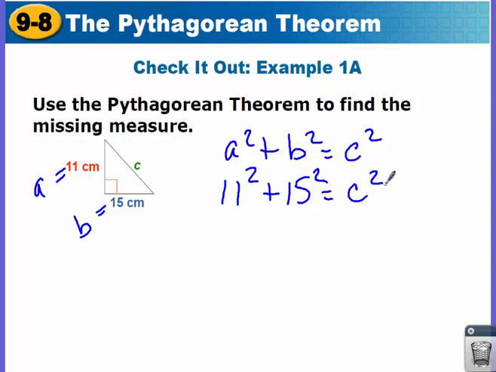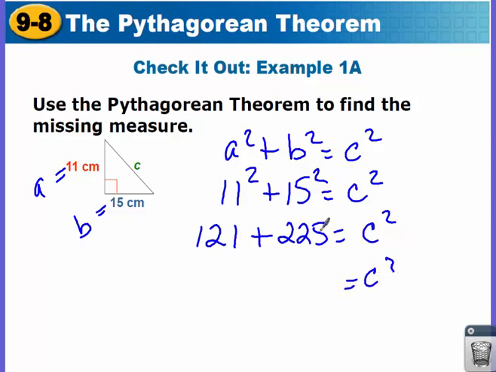So we do 11 squared, which is 11 times 11, which is 121, plus 15 squared, which I know is 15 times 15, which is 225. And that's going to be equal to c squared. So this says that we need to add those together. I'm going to do a quick add in my head here. So c squared is going to be equal to, well, 1 and 5 make 6, 2 and 2 make 4, 1 and 2 make 3. So we've got c squared is equal to 346.